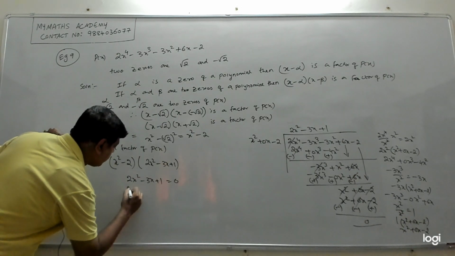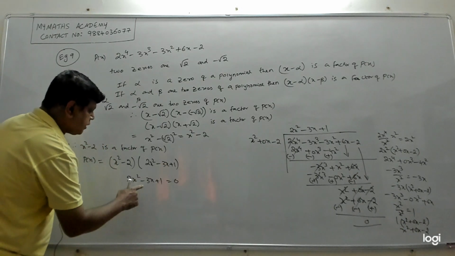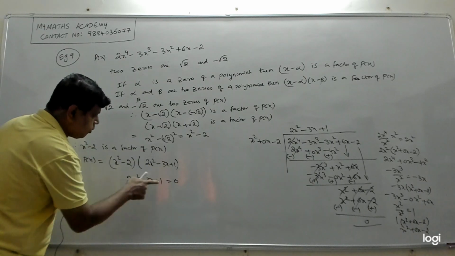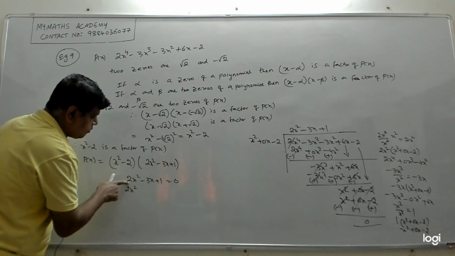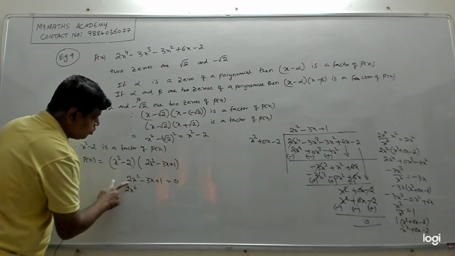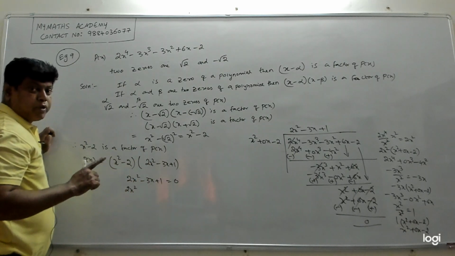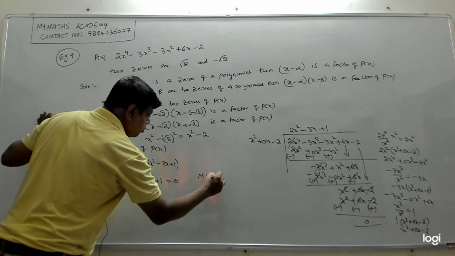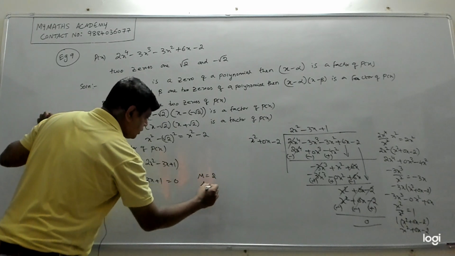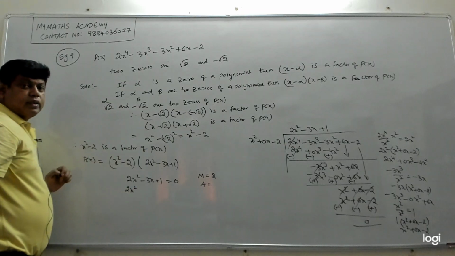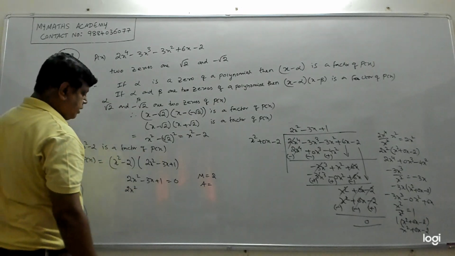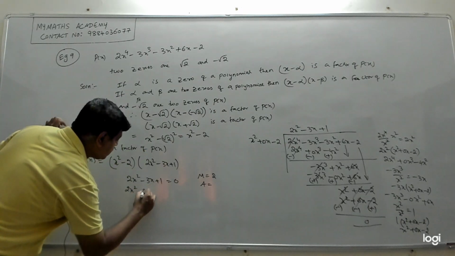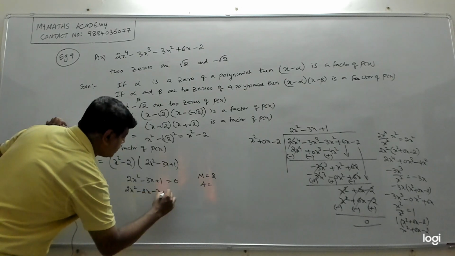So, this is 2x square. Now, when you multiply two numbers, I should get 2. Why? Because this is 2 into 1. Always you should take the coefficient of x square and multiply with the constant term. So, 2 into 1 is 2. So, when I multiply two numbers, I should get 2, and the numbers, if I add, I should get minus 3. So, which means they are minus 2x and minus x plus 1 equal to 0.